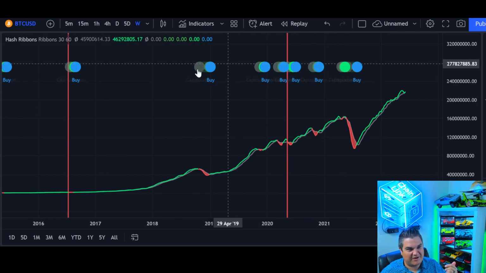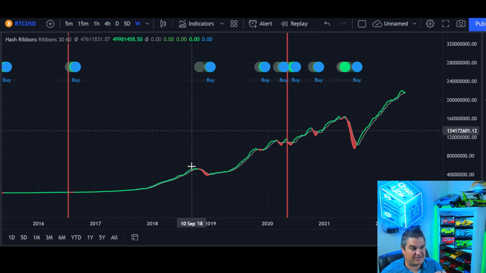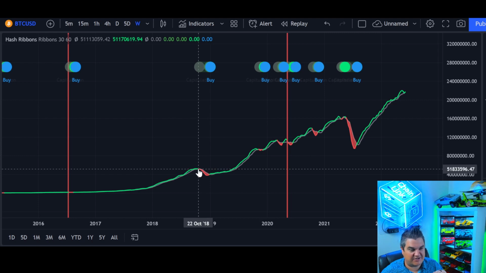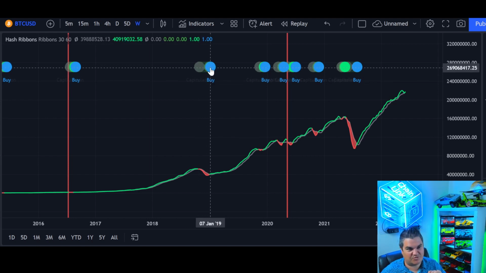Now, what do these circles mean? Well, the gray circle is your miner capitulation, right when the green crosses under the gray. That's not really the significant point of this. This is not why you use it. You use it for the blue dots; that is what you want to be paying attention to. But you've got to get the gray before you can get the blue.